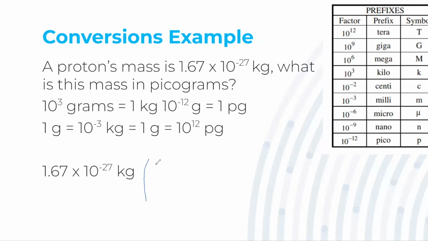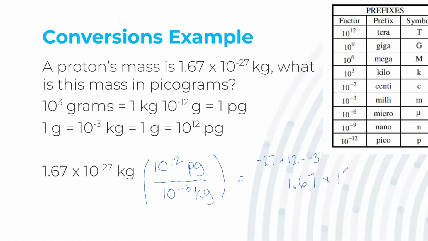So to do my conversion, I'm going to put the one I'm converting to on top. So that's 10 to the 12th picograms. Then we put the one I'm converting from on the bottom. So it's 10 to the negative third kilograms. And I can use the estimation thing that I did last week to get this. So we're multiplying 10 to the negative 27th and 10 to the 12th. So that's going to be negative 27 plus 12. And then we're dividing by 10 to the negative third. So it's going to be minus negative 3 because we're dividing by it. So my answer is going to change from 1.67 times 10 to the negative 27th to 1.67 times 10 to the negative 12th.